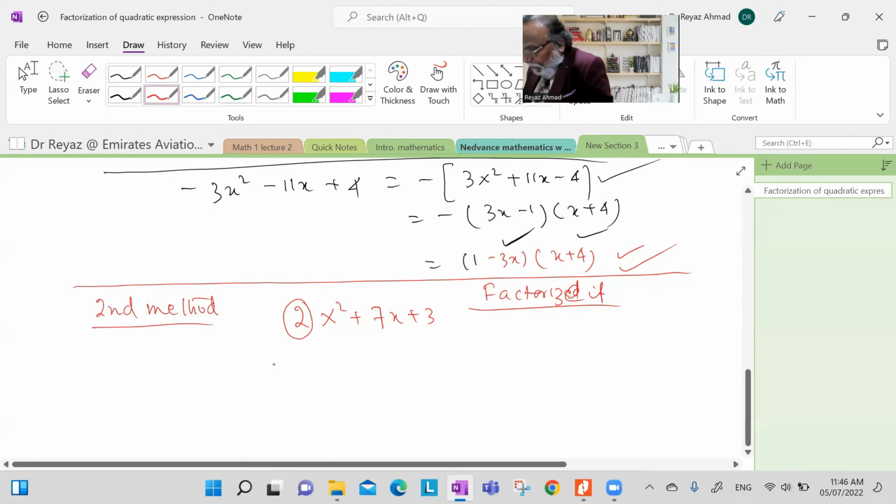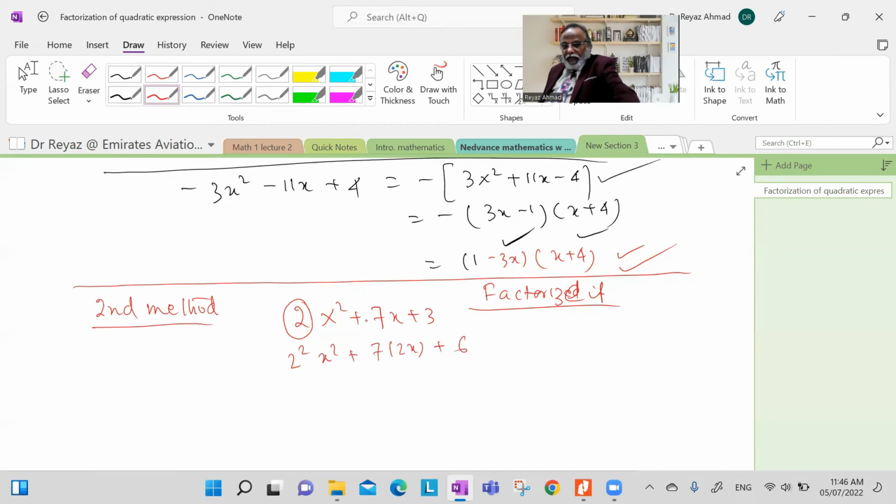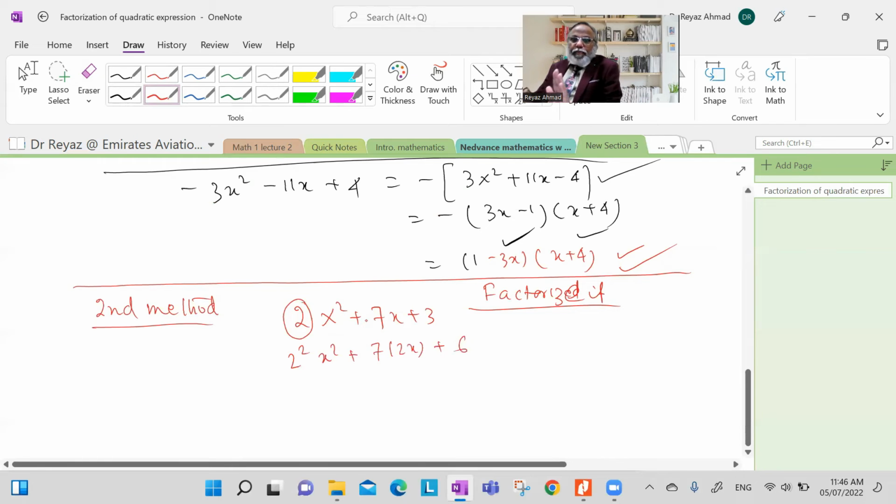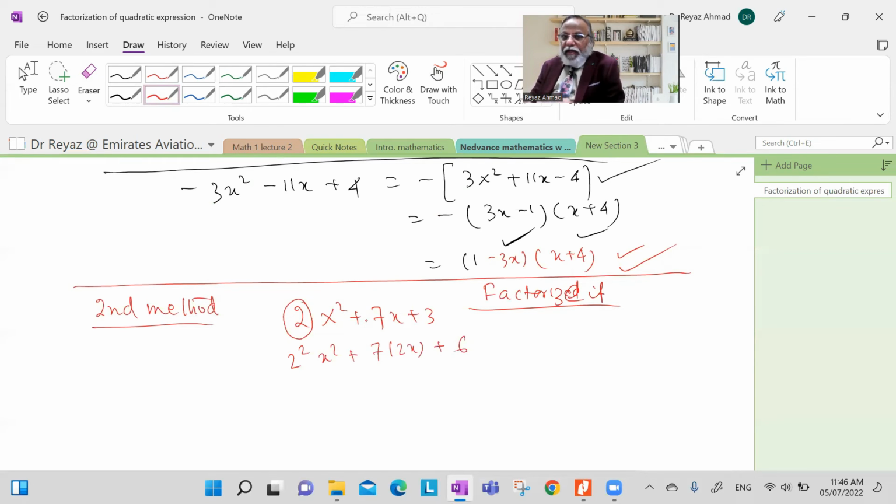If you multiply this by 2, you will get here 2 squared, x squared, and 7 times 2x and plus 6. What did you do? Multiplying this by 2. Multiplying this by 2. Why 2? Because it is the number before x squared. This I have done by myself. I will be adjusting this later.